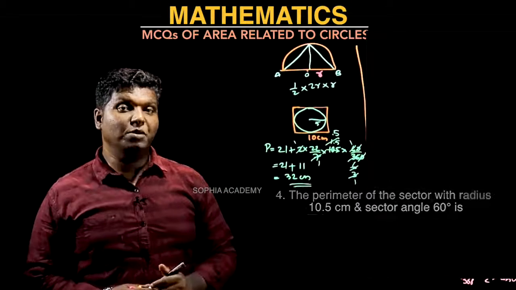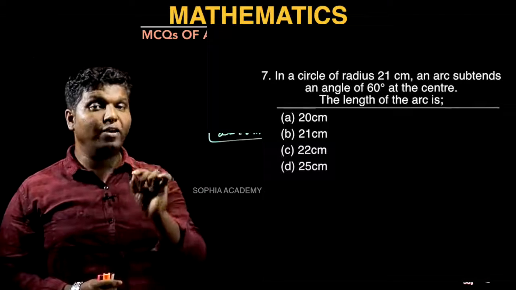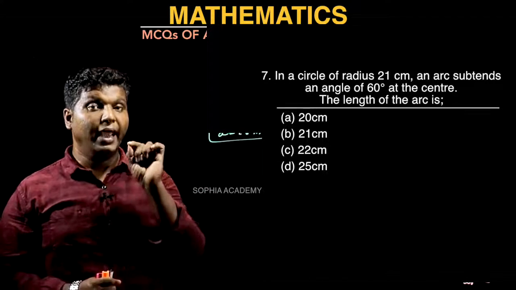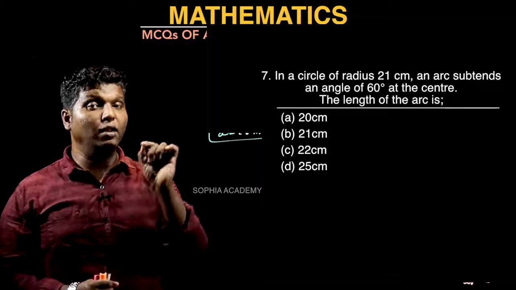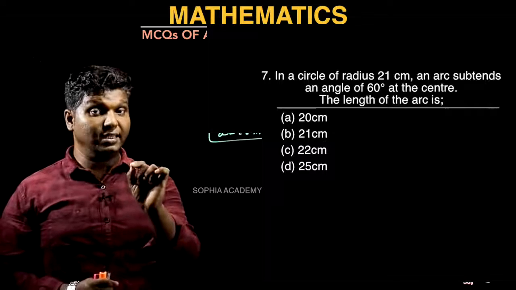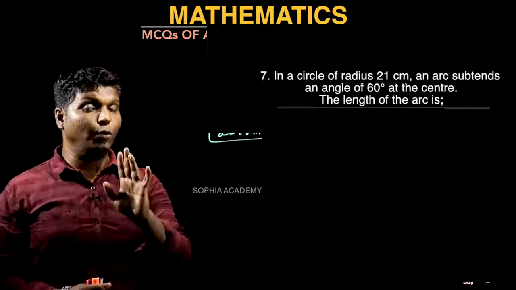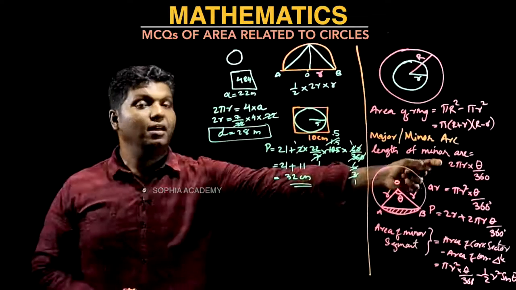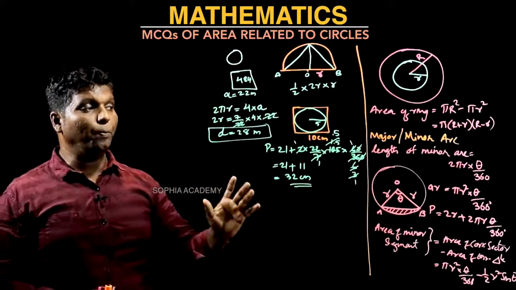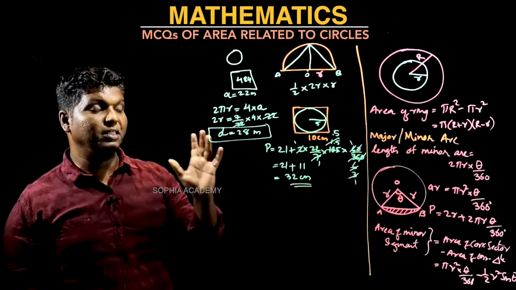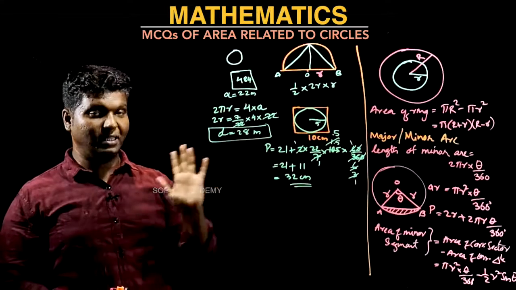So here goes the next question before you. In a circle of radius 21 centimeter, an arc subtends an angle of 60 degree at the center. The length of the arc is. You have to find the length of the arc. What is the equation to find the length of the arc? Length of the arc is 2 pi r into theta by 360. That means if you know the radius and if you know the theta, you will get it.